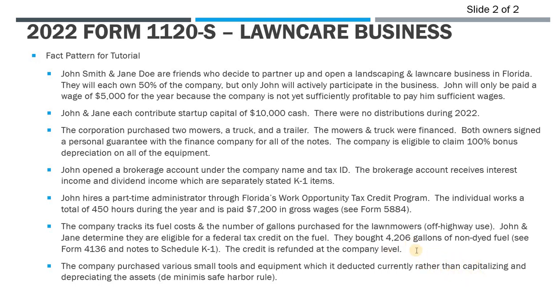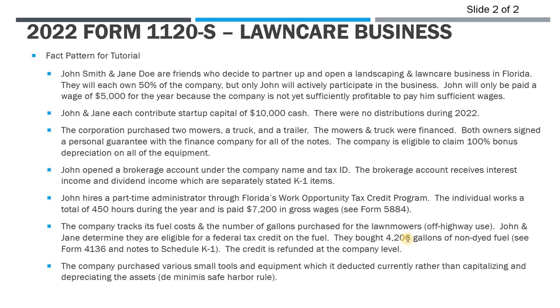So they bought 4,206 gallons of non-dyed fuel during the year for use with the mowers. And so they're going to be able to claim a federal fuel tax credit on those amounts and file the Form 4136. Now, the credit is going to be refunded at the company level.